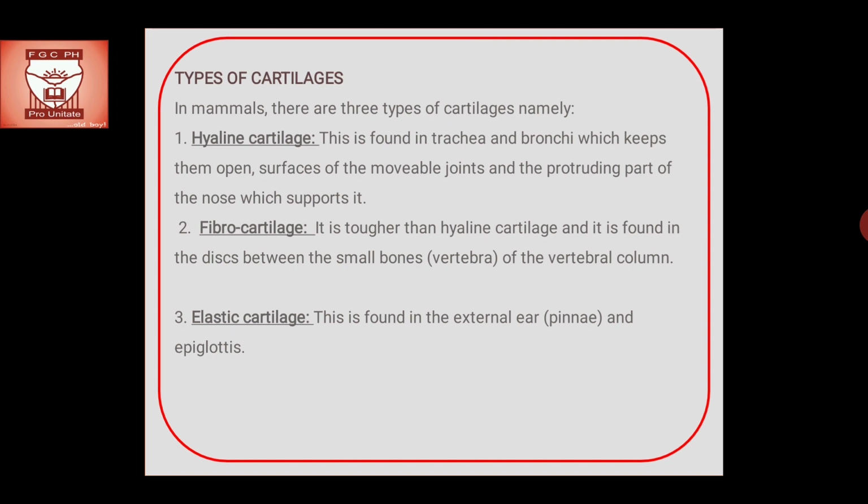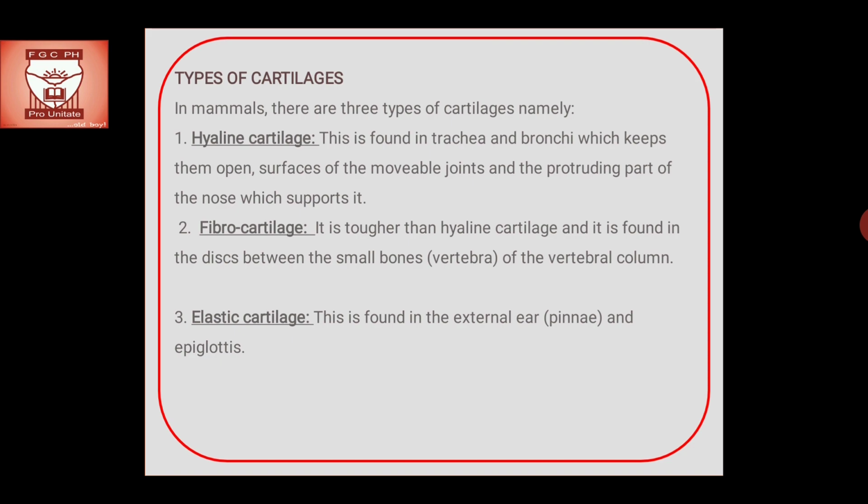In every movable joint, there is a cartilage. A joint is where 2 bones meet and articulate. So there is cartilage in between the joints, helping in cushioning the effects of bone when we move from one place to another. That type of cartilage is what we call hyaline cartilage.